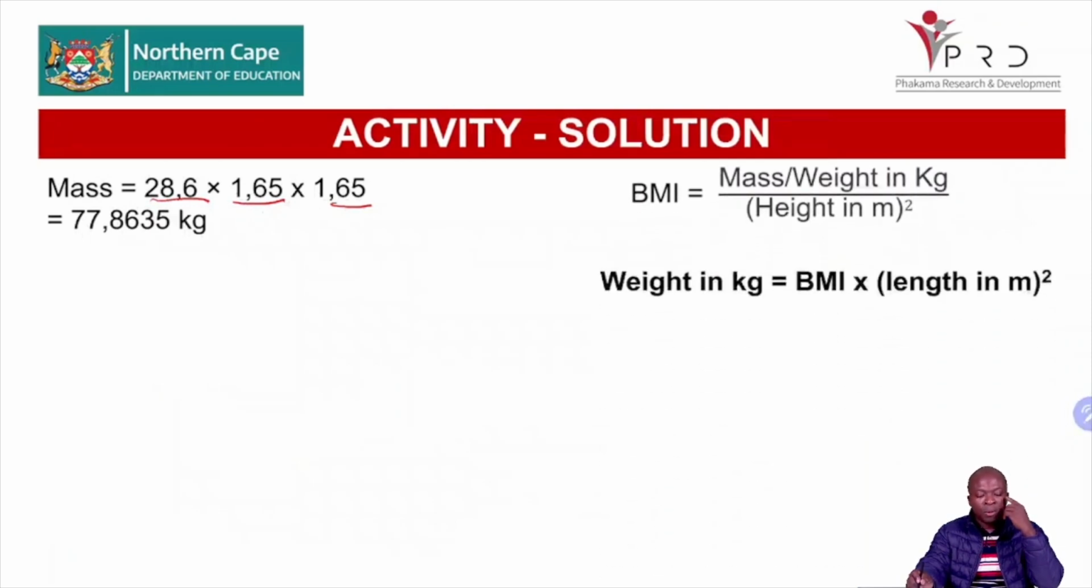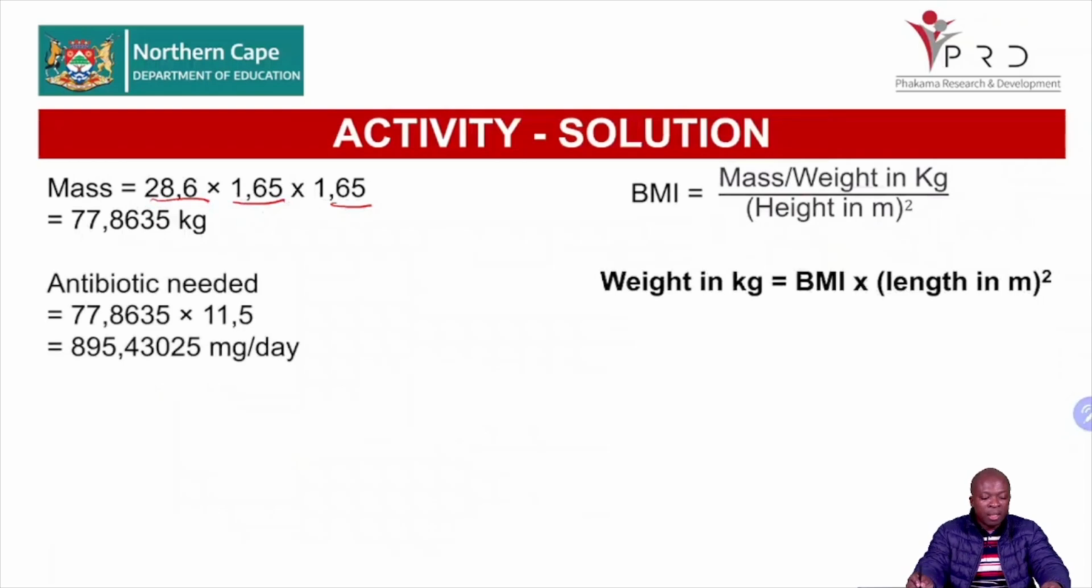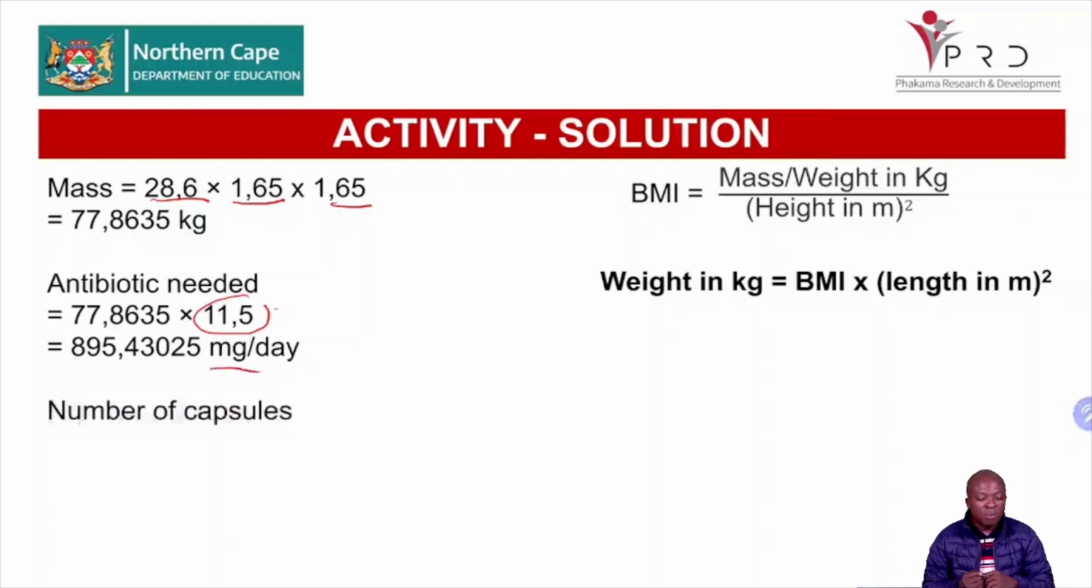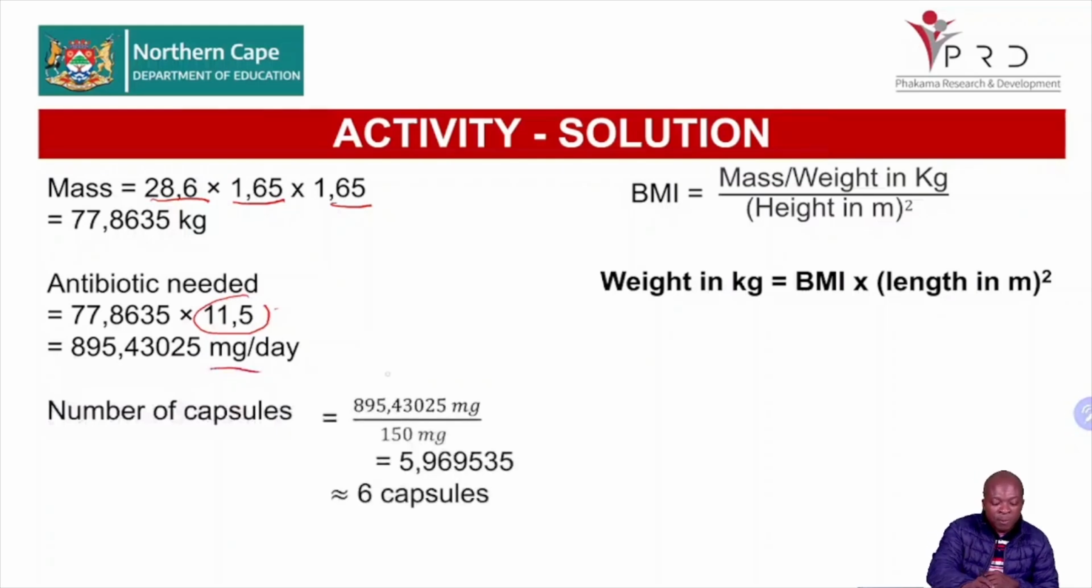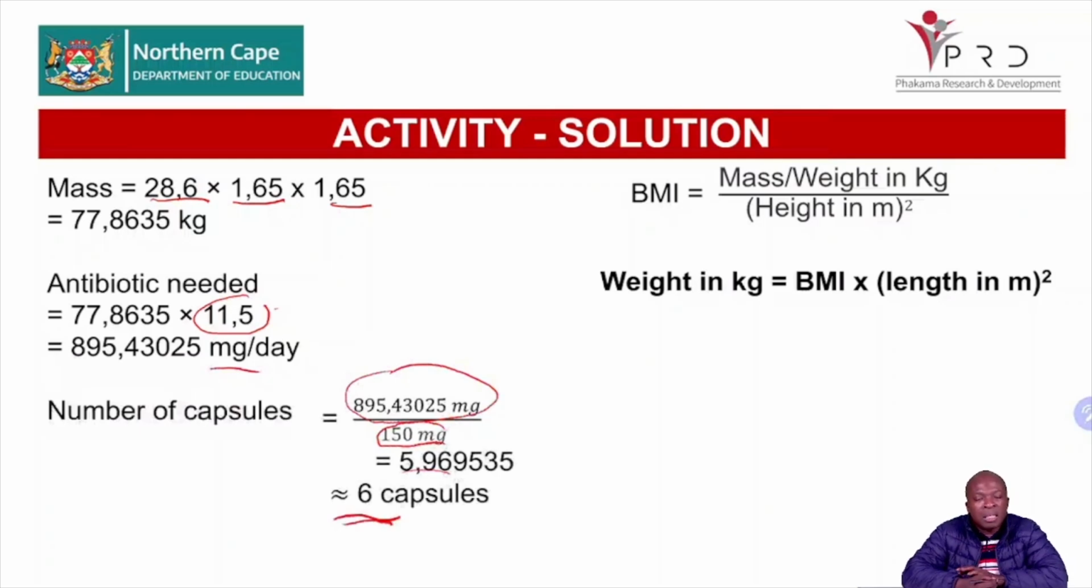Then what we have to do is to go on and check the antibiotic needed. Remember, they said what? 11.5 milligrams per every kilogram. So it's now 11.5 times the mass of the athlete. That will give me 895.43025 milligrams per day. So for the number of capsules, what do we do? We take the amount needed per day, divide by the size of the capsule, which was 150 milligrams. That means that we're going to get 5.9695535. Round it off, it is approximately 6 capsules.